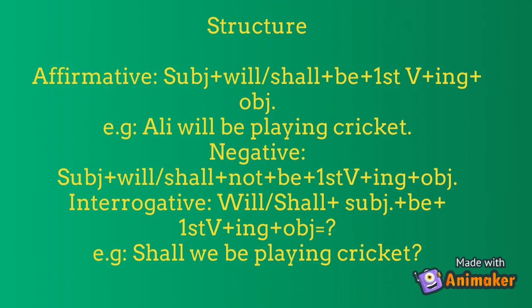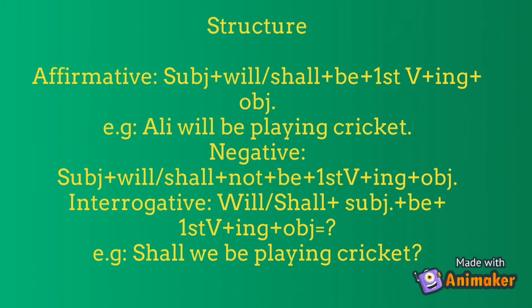For example, Ali will be playing cricket. If there would be I or we, the first person pronouns, then we would write shall. I shall be playing cricket. We shall be playing cricket.